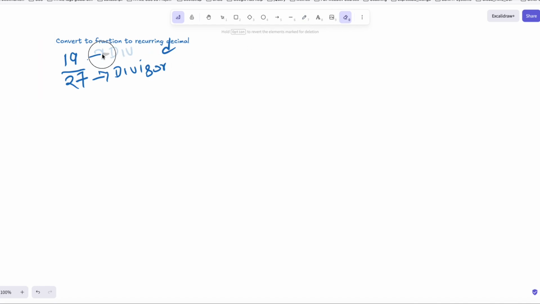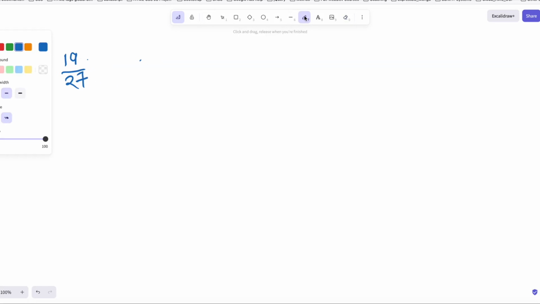Let me erase this so that I can make some space for the rest of the division. As I'm sure you're familiar with, the way you divide any two numbers, you write the dividend inside a structure like this. Actually, let me move it down a little bit. You write the dividend inside a structure like this, and outside you write the divisor, 27.